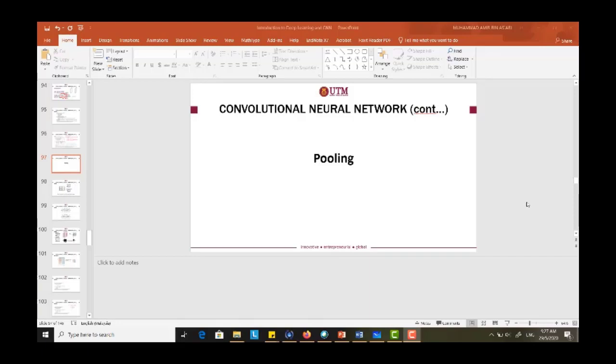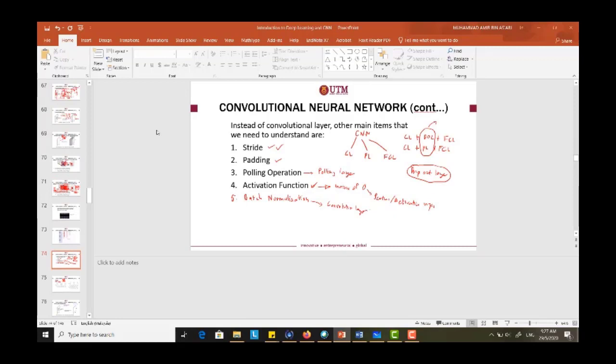Okay, now let's discuss the pooling layers. I already touched a little bit on the pooling layer in the previous lecture, before we go into this slide. Actually, that is the idea about this pooling layer. If you remember, let me review the previous slide. Yep, this one. So again, instead of a convolutional layer, we have a pooling layer, which is the third item over here.